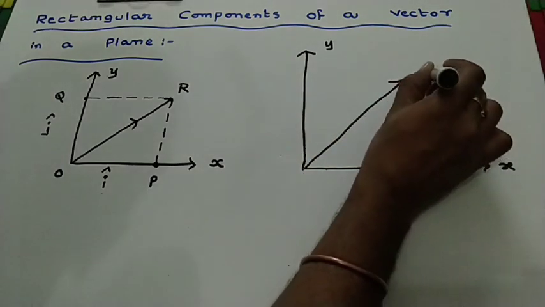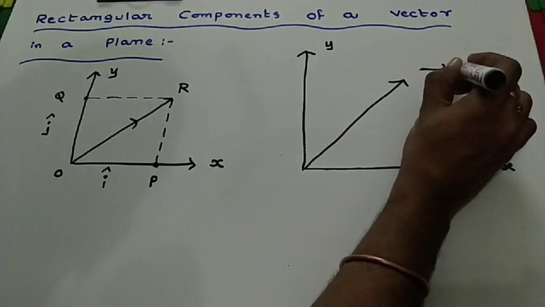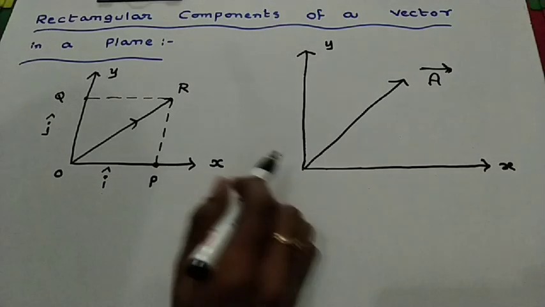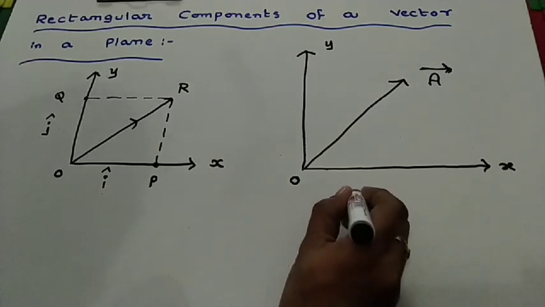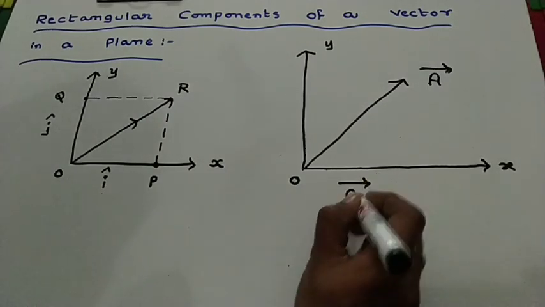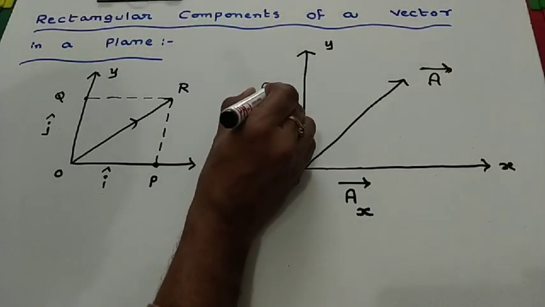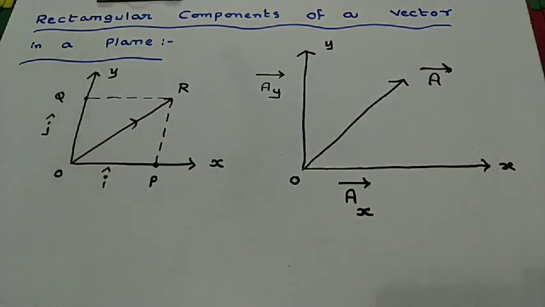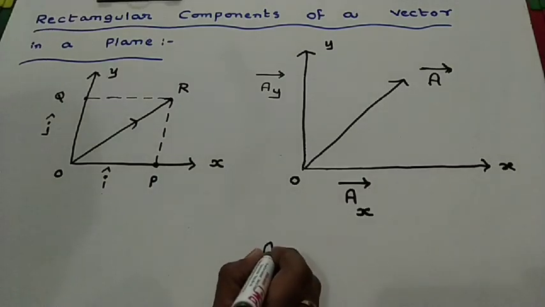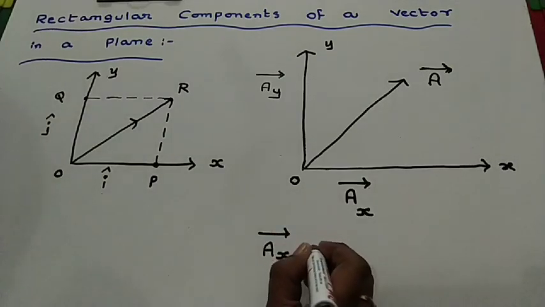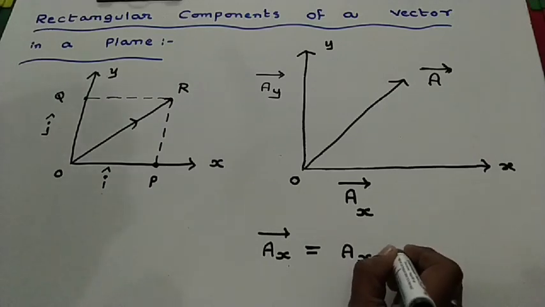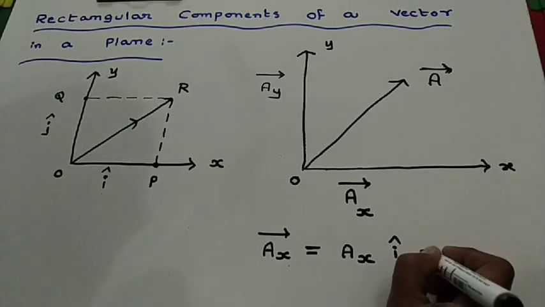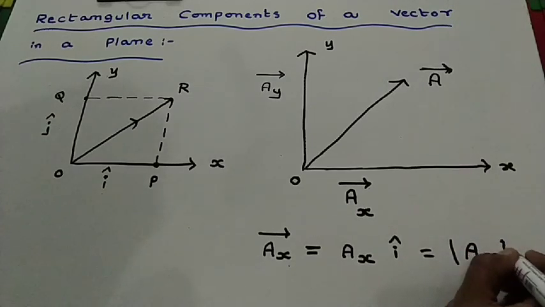This is vector A. This vector A is resolved into two rectangular components. This is origin O. One is along the x-axis as vector AX, and along the y-axis vector AY. Here vector AX is equal to AX i cap, or magnitude of AX into i cap.